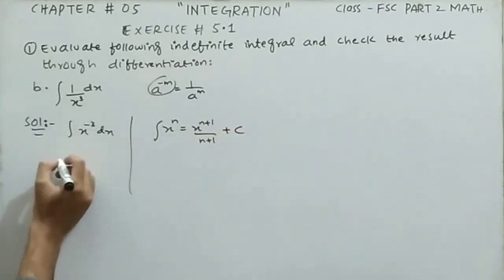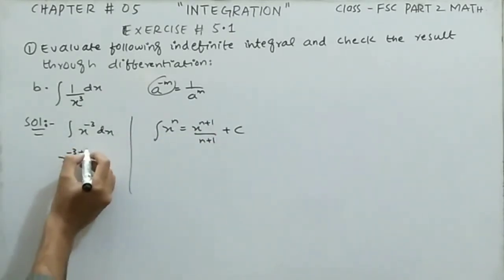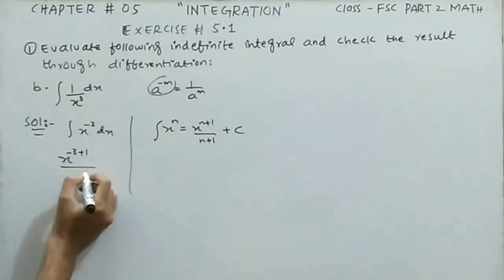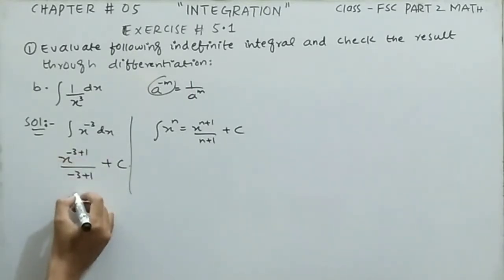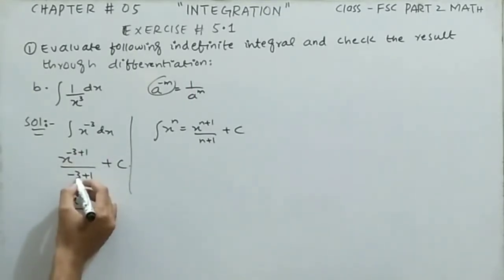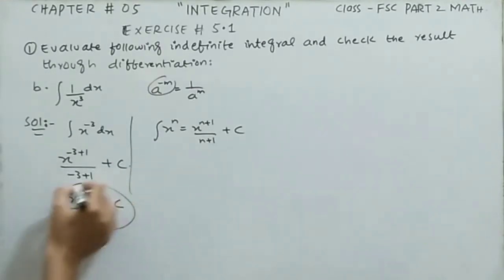Using this formula, x power minus 3 comes down as it is, add 1 to the power, and also add 1 in the denominator with negative 3, so it becomes minus 3 plus 1, plus constant of integration. So it becomes x power minus 3 plus 1, which gives us minus 2, divided by minus 3 plus 1, which gives us minus 2, plus constant of integration. So this is actually the required answer.